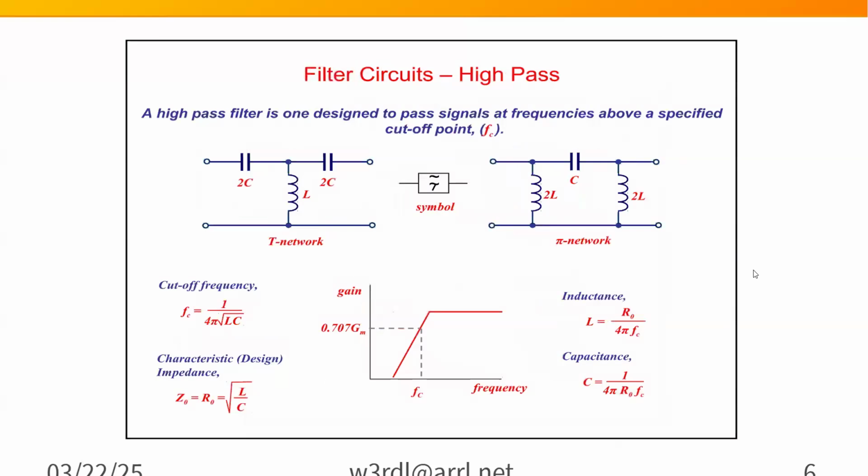Yeah. In the high pass, very similar, except as I mentioned, the cutoff frequency is now 1 over 4 pi times the square root of LC. Because the cutoff frequency is below the fundamental. In other words, it's half of it.